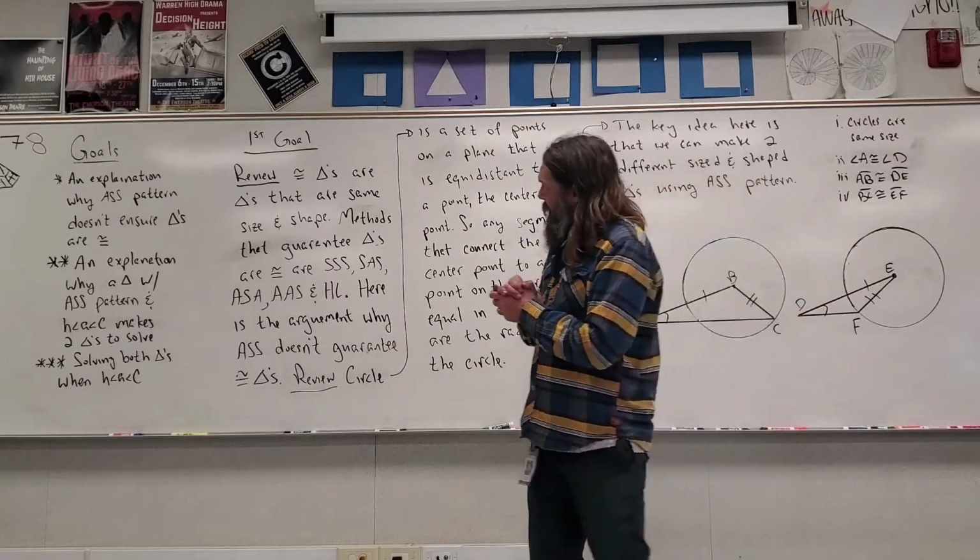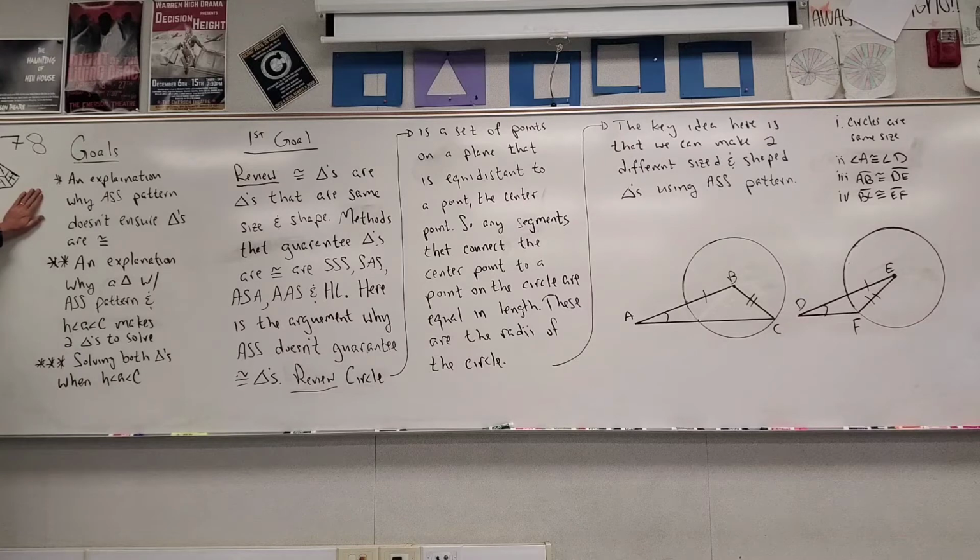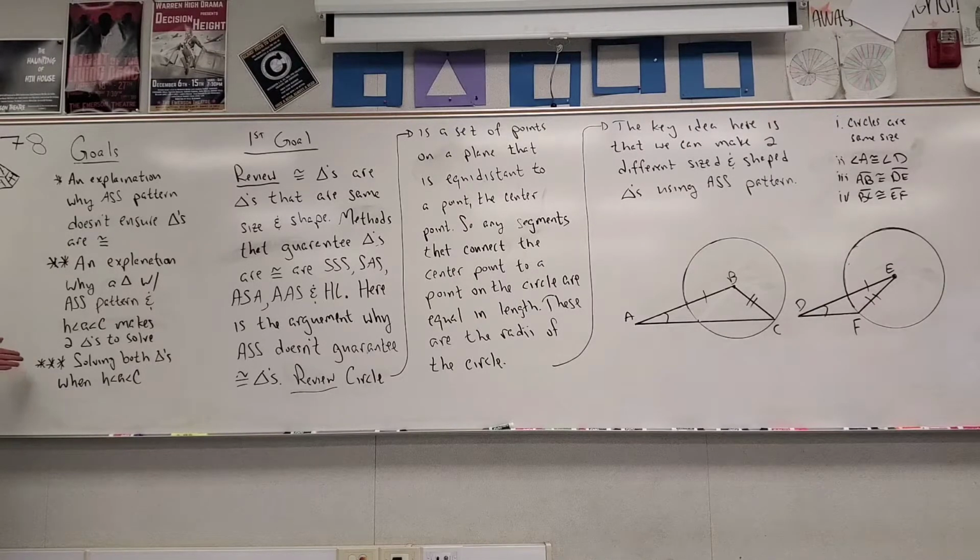But what I do know are our 3 goals for the day. Our first goal is going to be an explanation why the angle side-side pattern does not ensure triangles are congruent. Our second goal is going to be an explanation of why a triangle with an angle side-side pattern and the 2 triangle case makes 2 triangles to solve. And our third goal is going to be solving both triangles when we have the 2 triangle case.